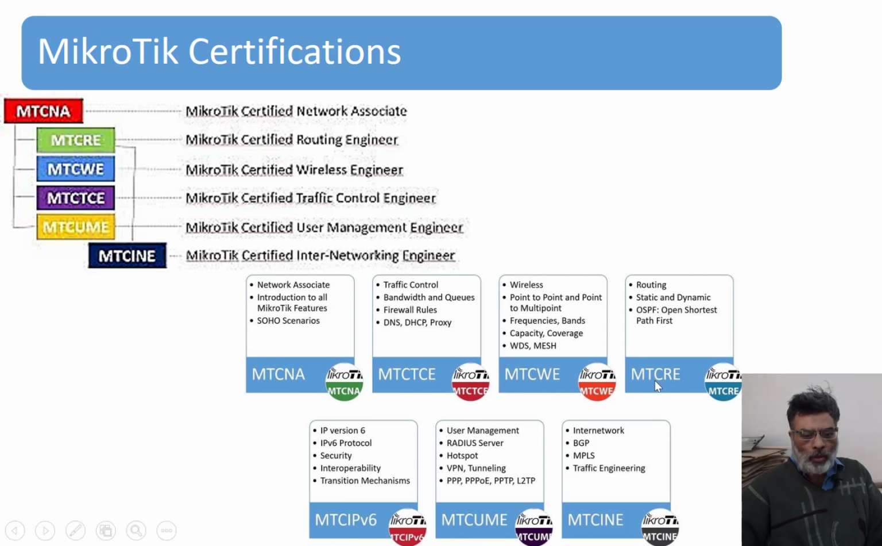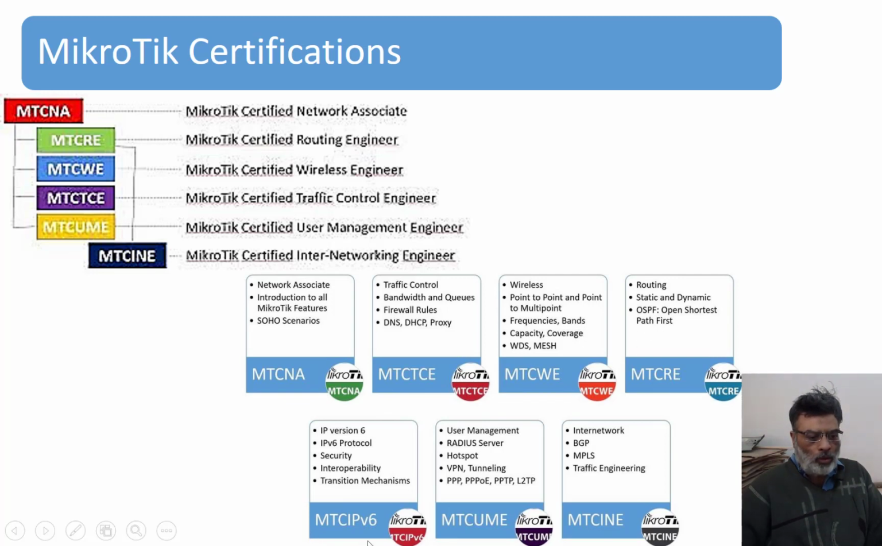And this one is very important. I will recommend you first achieve this certification, MTCNA associate level, and after that you should move to the MTCRE. Basically, MTCRE stands for Mikrotik Certified Routing Engineer. In this I will cover all the routing concepts from beginner to advanced level, like static routing and dynamic routing, OSPF. So I will cover all these things in my upcoming lectures.